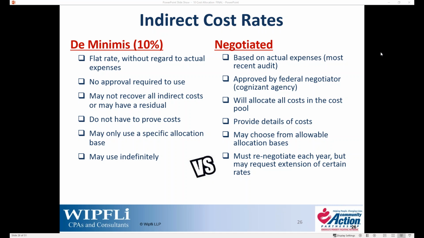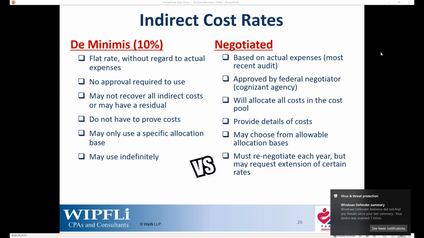You allocate all costs that are in your pool. You can't get more than what's in your pool, and hopefully you don't get less than what's in your pool. And you have to provide a detail of what those costs are, because what someone looking at your pool is looking for is they're looking to see whether or not you have any unallowable costs in your pool.